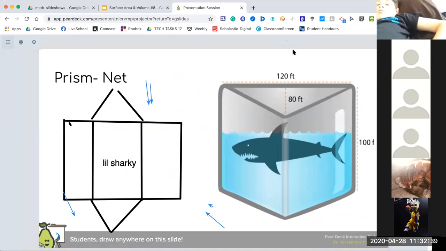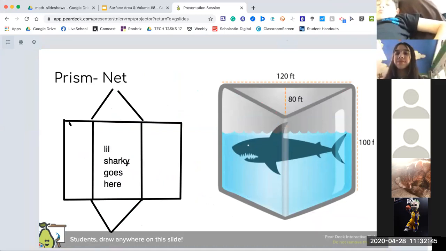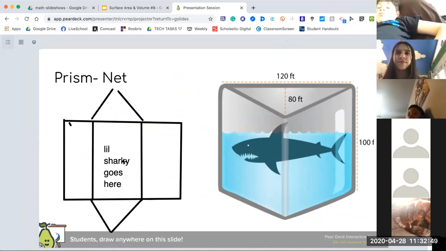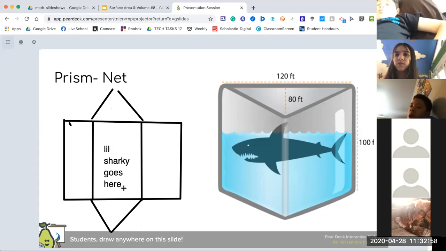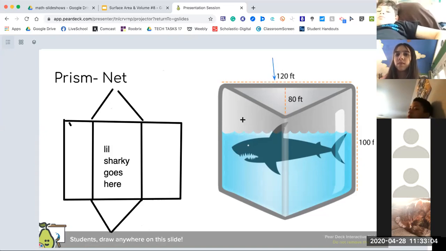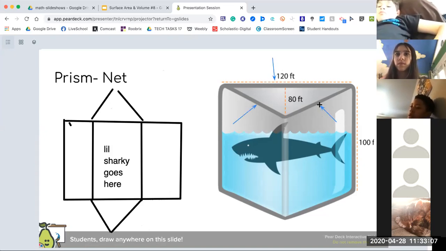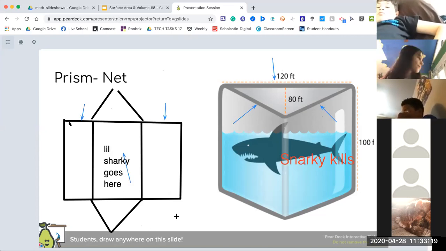What about this one? Okay, this one is saying that it's got two matching triangles and three walls, and that is correct. And the little Sharky goes right in there. That is also correct. Okay, this wall and this wall don't seem to be the same width as this wall, and that would be correct because, if you'll remember, this 120 feet here is going to be more than these two over here. These would be about, say, 100-ish. So that would make this and this wall a little bit shorter than this Sharky wall here. So that's right.